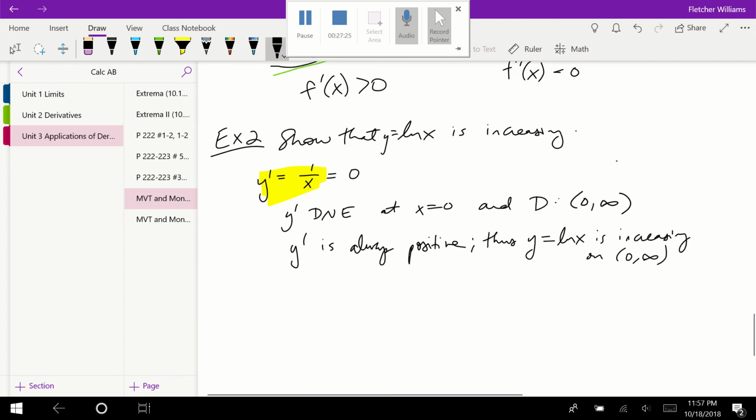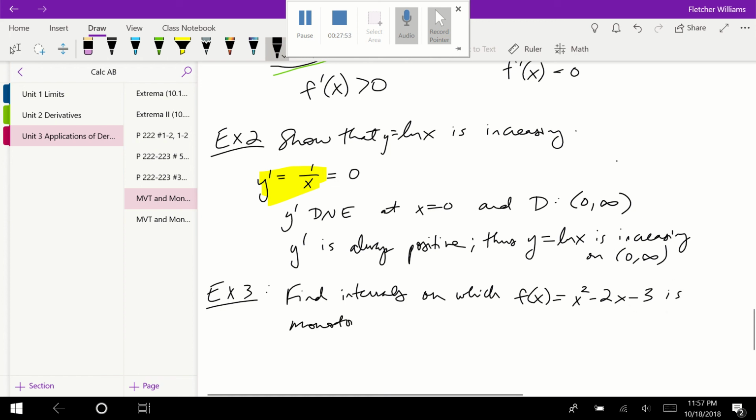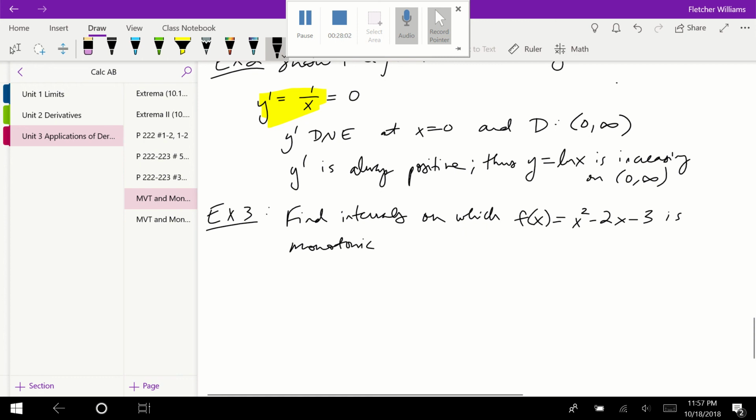Okay, last example for this class, and then I'll let you go. So this problem: find intervals on which this function f of x equals x squared minus 2x minus 3 is monotonic. Okay. Again, monotonic, that's going to be the stretches where it's just increasing or just decreasing.